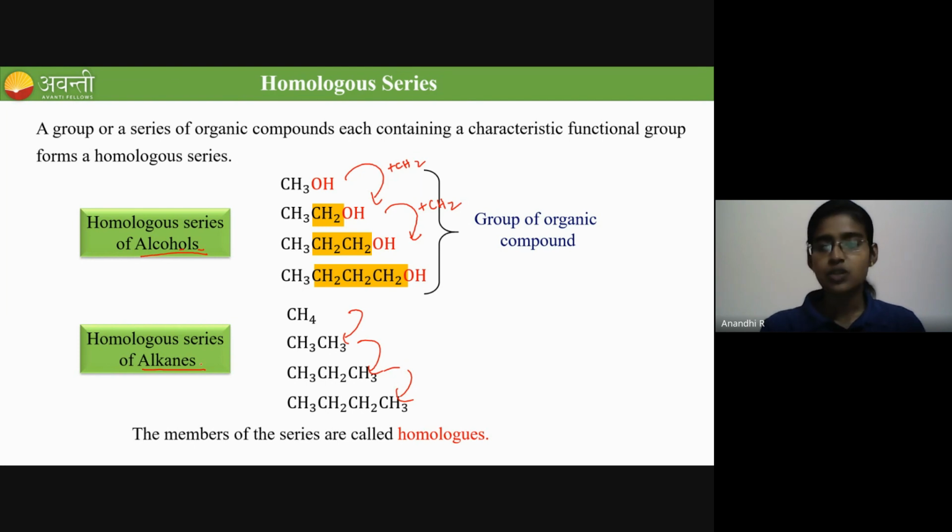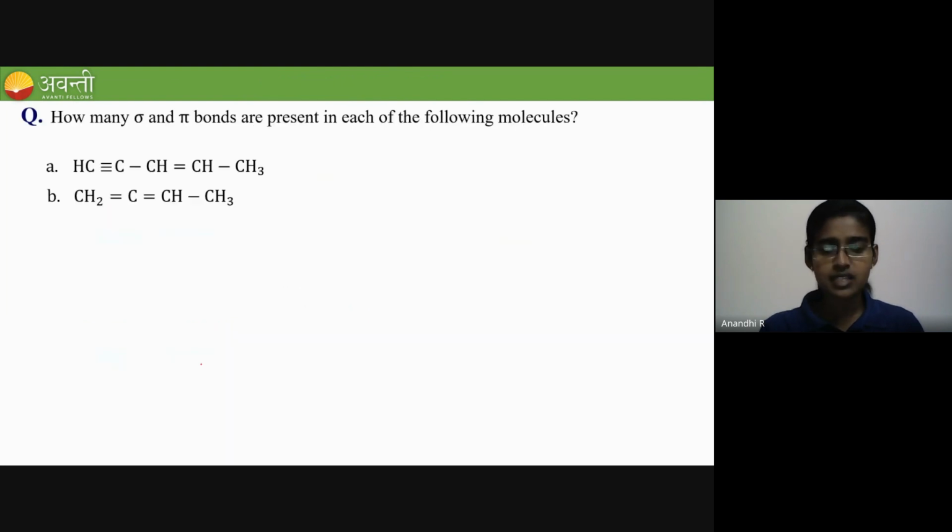So let's solve one question for today's class and wind up the class. Just try to answer fast. How many sigma and pi bonds are present in each of the following molecules? Two compounds are given to you. You give me the answer for compound A. How many sigma bonds and pi bonds are present in compound A?